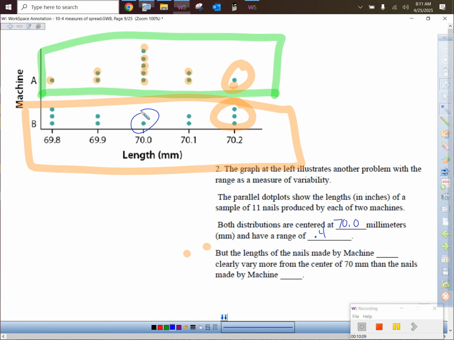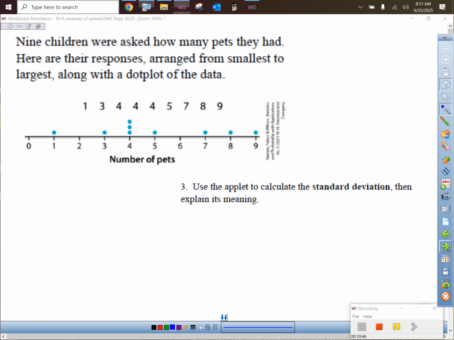The lengths of the nails made by machine blank vary more. That would be machine B. Don't they vary way more than machine A? Machine B is very inconsistent with how it is spitting out nails compared to machine A. So just because you have range, it doesn't mean it shows how things vary that well. Using the range is not a good idea a lot of times to describe something.